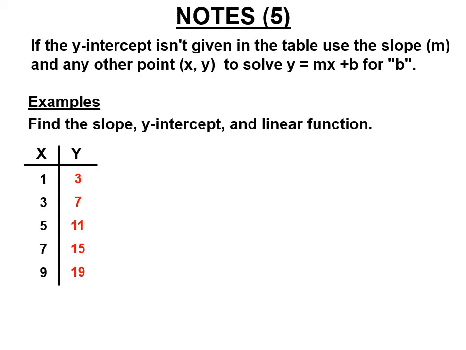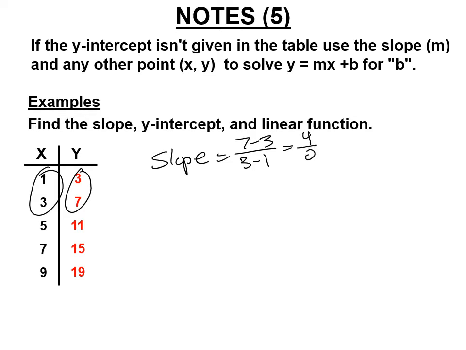Okay, so now we're going to do the harder version. Notice in the table the y-intercept is not there, so we're going to teach you how to do that. All right, so find the slope. It starts the same way. So let's do 7 minus 3, subtract our y-coordinates, then we'll do 3 minus 1. 7 minus 3 is 4, 3 minus 1 is 2, so the slope here is 2 because we simplify.